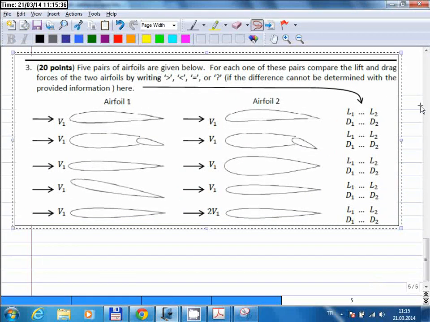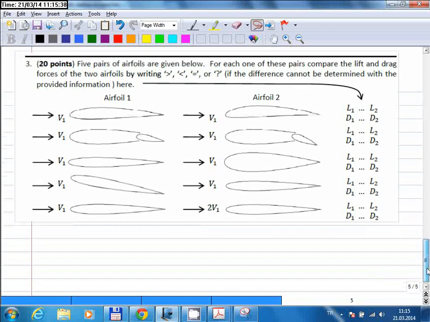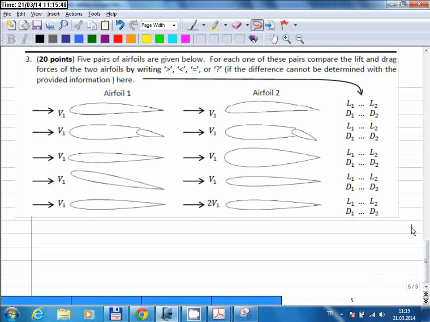Okay, so let's quickly go over this question. We are asked to compare the lift and drag forces of 2 different airfoils on each row. Okay, so in the first row, we are asked to compare the lift and drag force of these 2 airfoils.